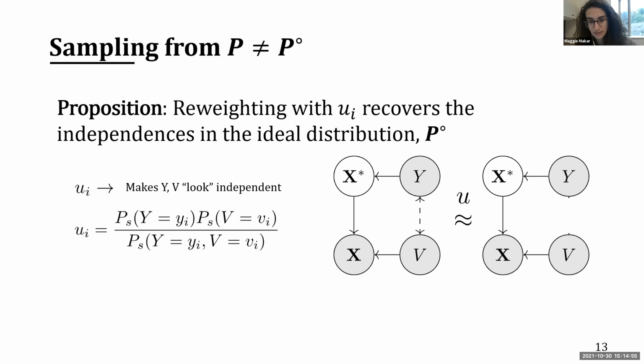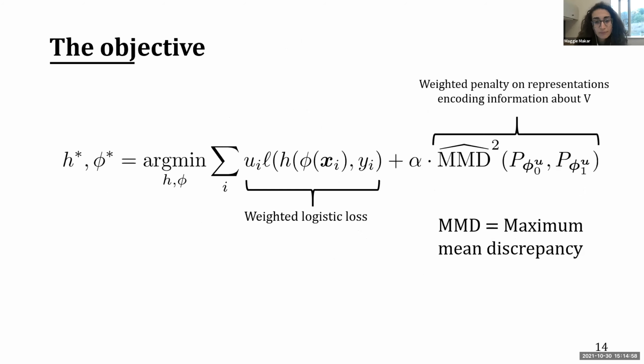How does this translate into an optimization objective? Our objective will be to minimize the weighted logistic loss and a penalty term. Alpha is a hyperparameter that we pick during cross-validation, and the penalty term here is the maximum mean discrepancy, or MMD. I won't go into the details here, but if the MMD is 0, that means that there's no information encoded about V in the representation, and that's a good thing. Importantly, both the loss and the MMD are weighted by these inverse weights that I defined in the slide prior to this.